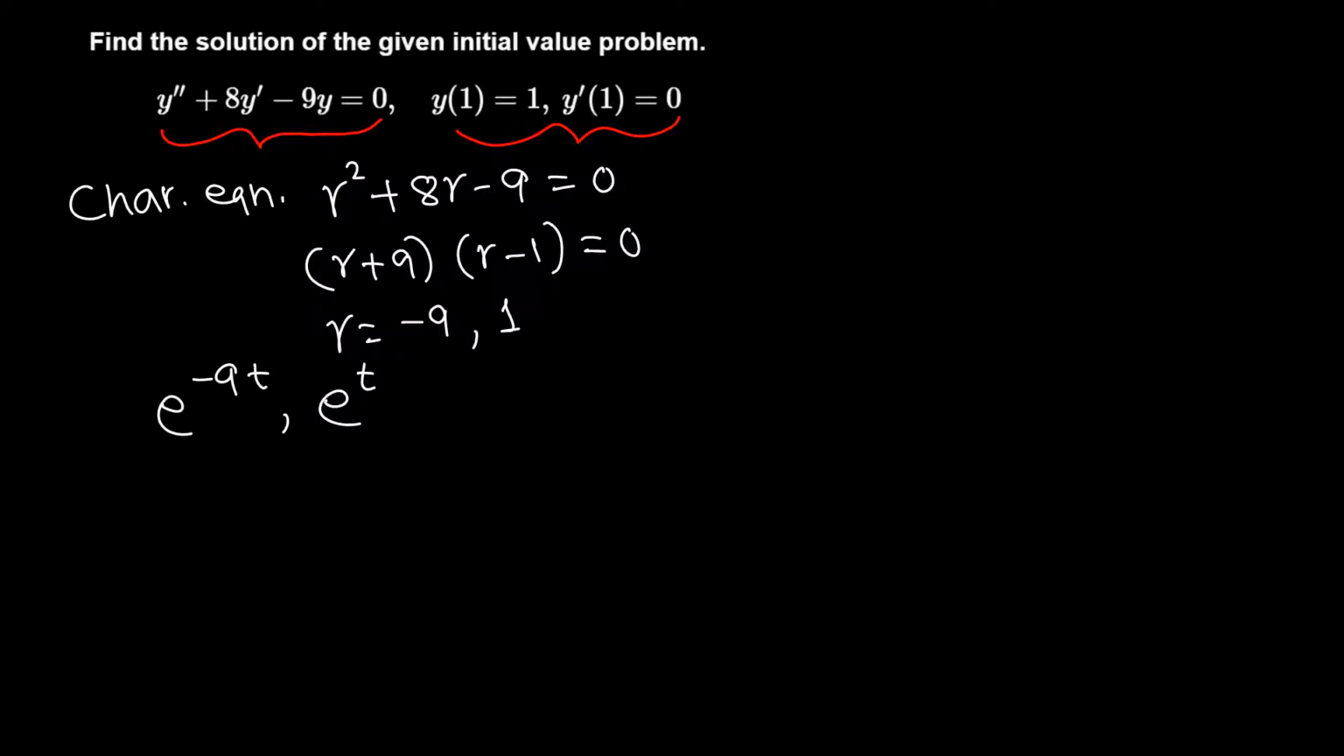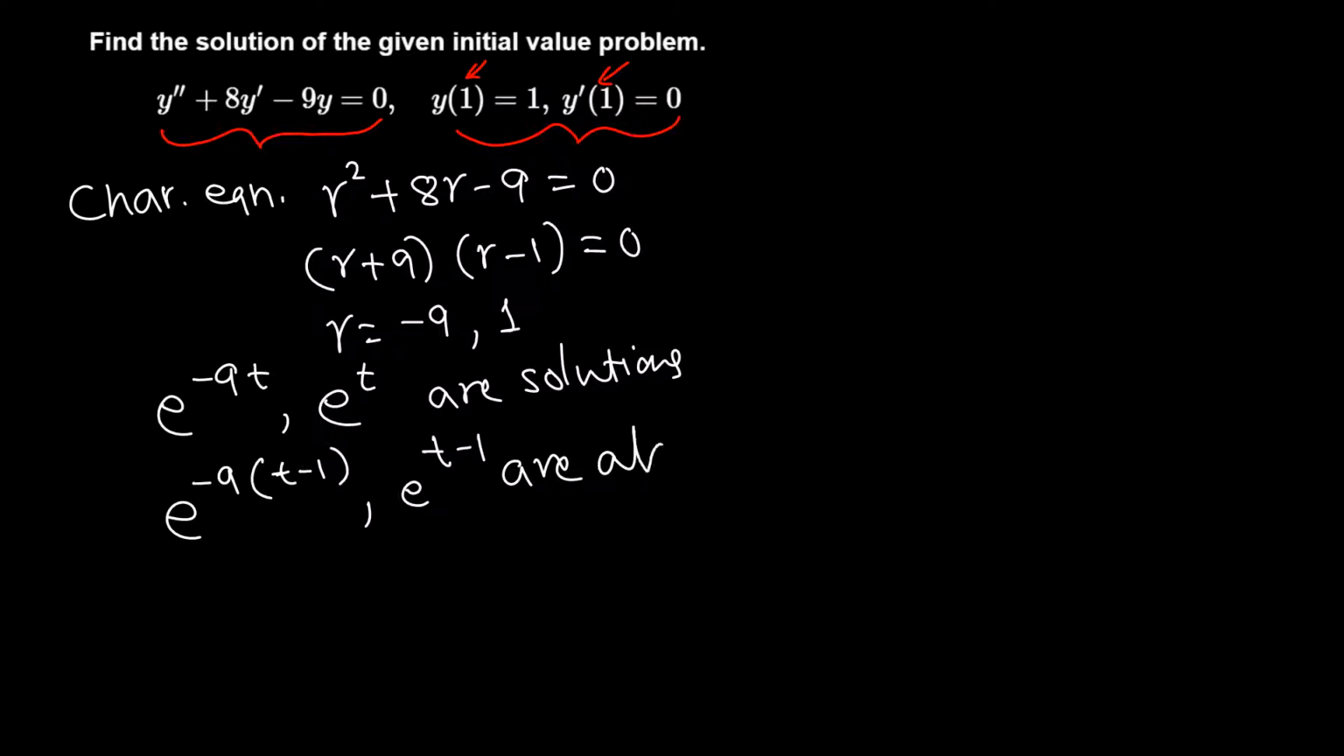But if you look closely, where we evaluate the solution y and y prime, they are at 1, not at 0. So then we can write another pair of solutions like this. Okay, these are solutions: e raised to negative 9 times (t minus 1), and e raised to (t minus 1). These are also solutions.